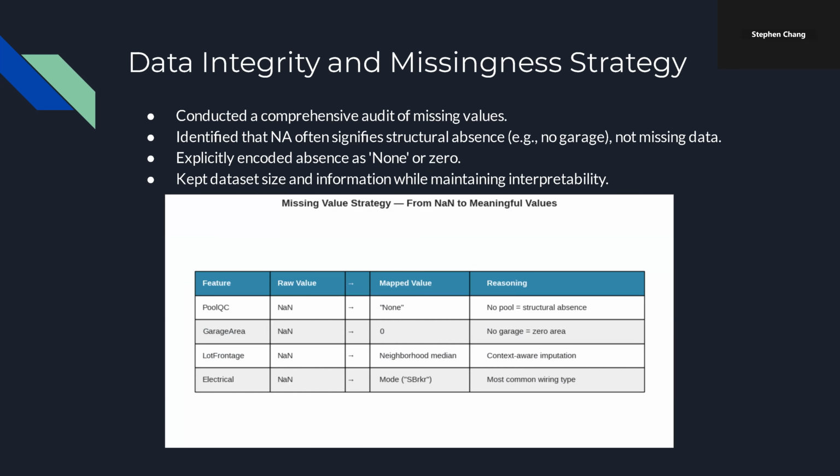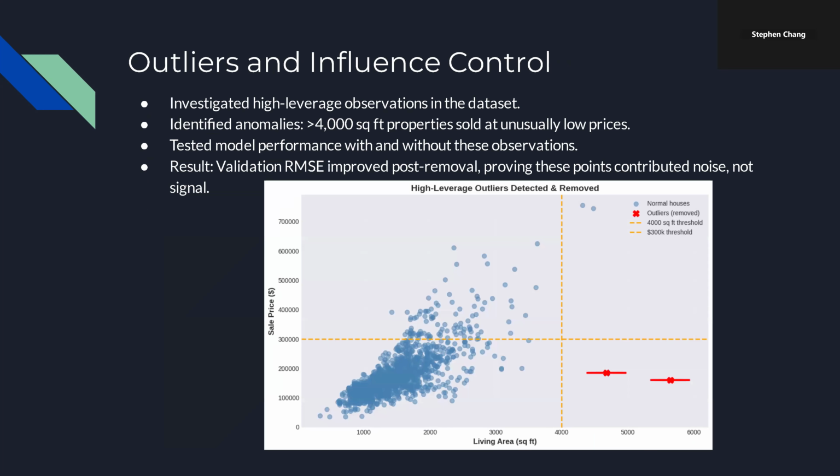Next, I'm going to talk a little bit about data integrity and some of the missing values. Our first step was looking for and handling the missing values. In this data set, there were a lot of NA values that represented some sort of structural absence, for example, no garage or no pool. Dropping these rows would introduce bias and reduce the sample size unnecessarily. So instead, we encoded the structural absence explicitly as none or zero. This preserved information while maintaining interpretability.